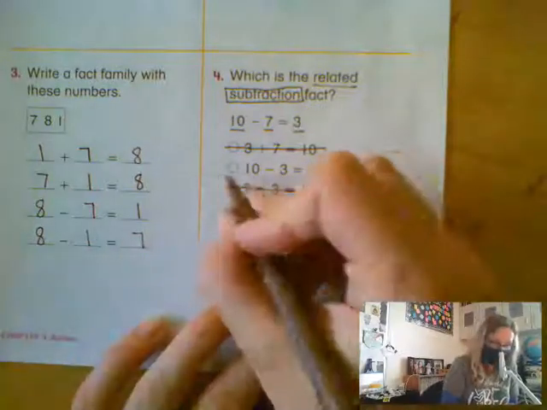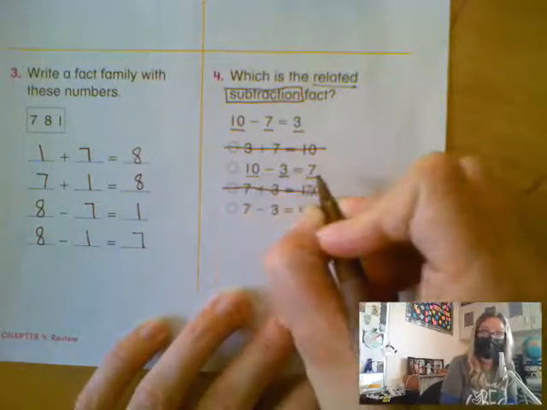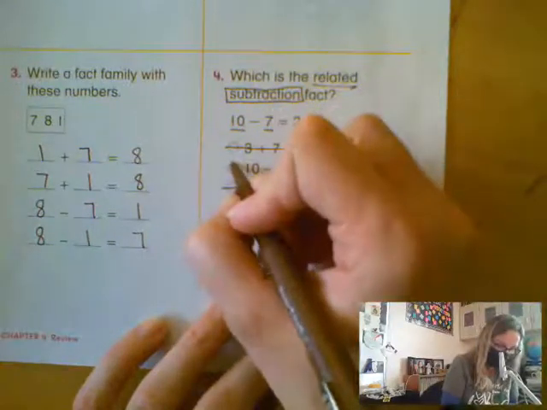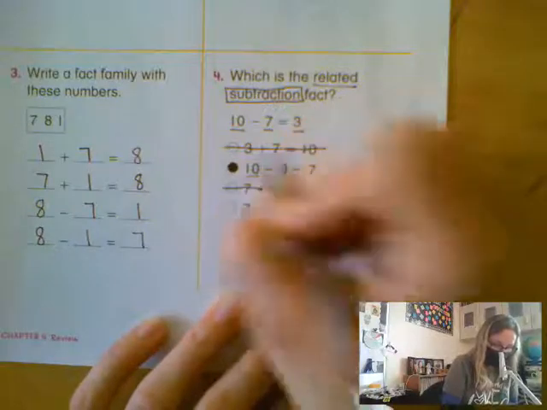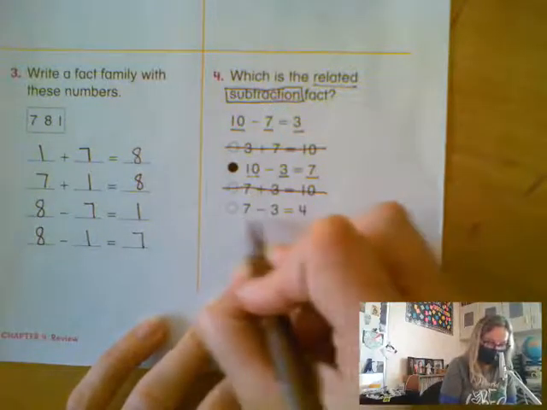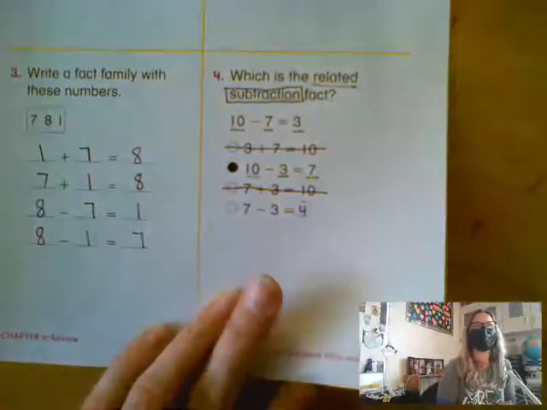The second one right here. We have our 10, we have our 7, we have our 3, and it is true. 10 take away 3 is 7. So you can fill in that bubble. The last one wouldn't work because it doesn't have the 10, 7, and 3. We have our 7 and 3, but we have a 4 here. So it's not part of that same family. They're not related.